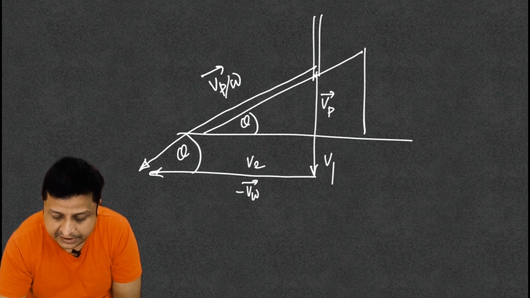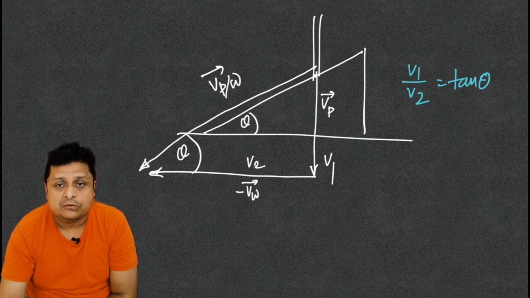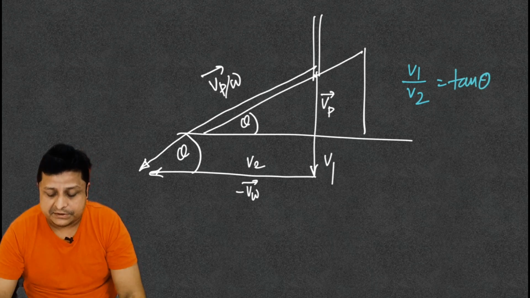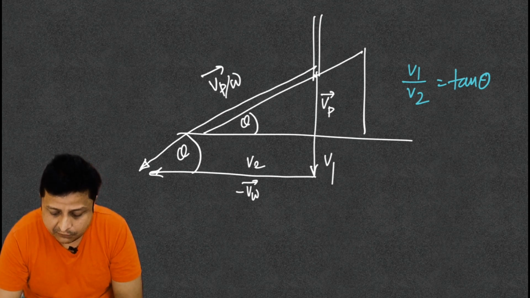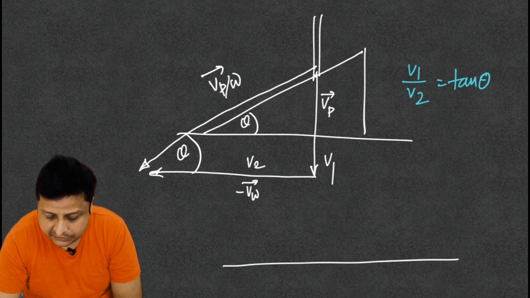So therefore we can write V1 by V2 is equal to tan theta. सिंपल है ना, पूरा एकदम जियोमेट्री से आ गया. V1 by V2 is equal to tan theta. और भी मेथड है इसको सॉल्व करने के लिए. What you can do in a more simple way actually.